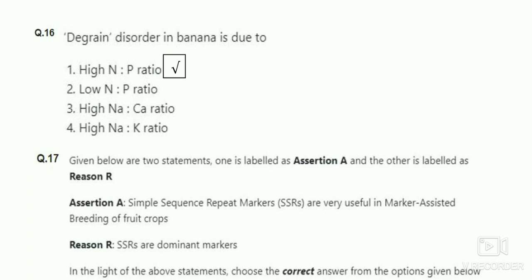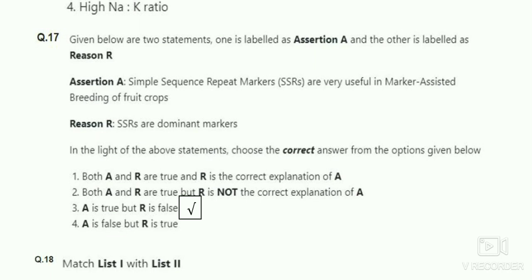Degrain disorder in banana is due to high nitrogen and phosphorus ratio. Given below, there are two statements, one labeled as assertion A and another as reason R. SSR, simple sequence repeat markers, are very useful in MAS breeding, and SSR are a dominant marker. As we know, SSR is a co-dominant marker. So the first option is right and the second one is false, because it's a co-dominant marker, not a dominant marker.